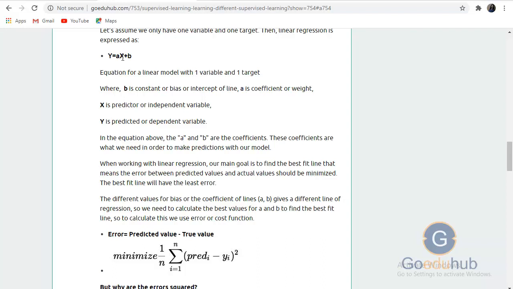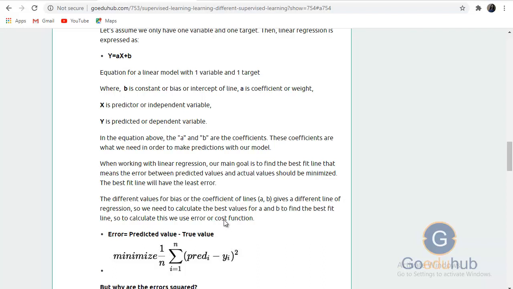What we will do is, we have the x value and we need to predict the y value. So we will put in different values for a and b. When you provide different values for a and b, it will give a different line. So what we need to do is calculate the best values for a and b to find the best fit line. To calculate this, we use error, or sometimes we call it the cost function.